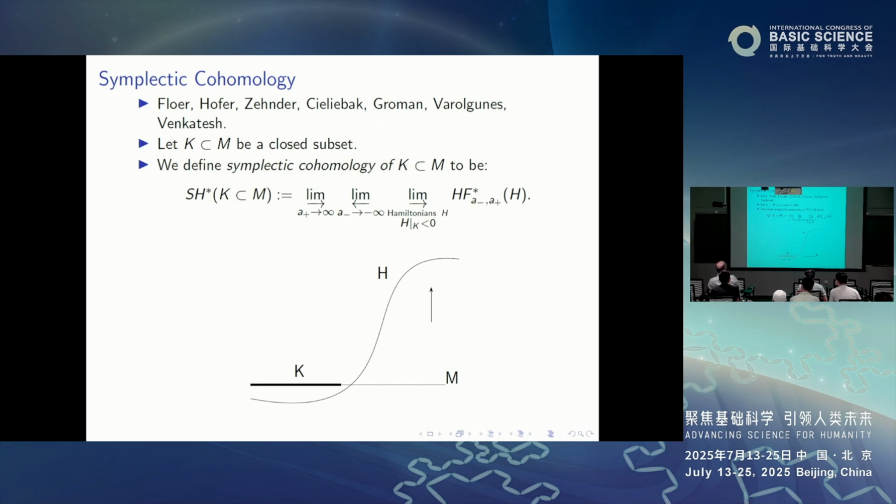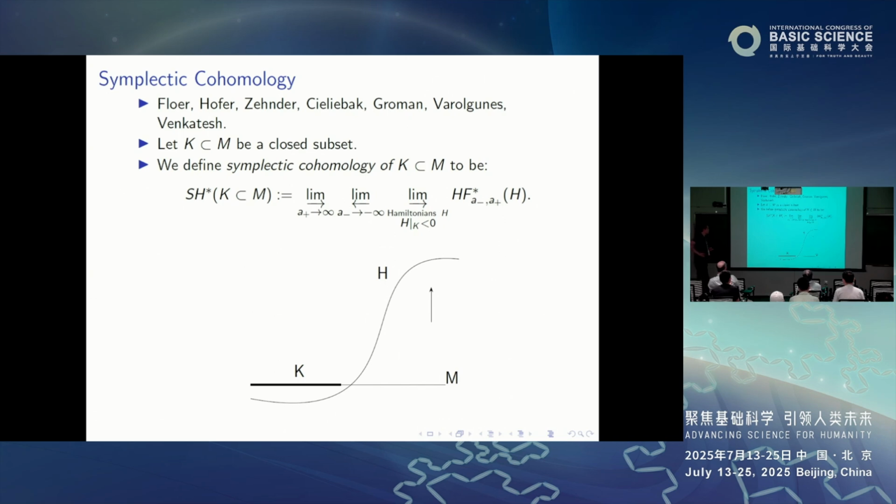So what I do is I have my compact subset K, which I'm thinking of as this thickened line, and M I'm thinking of as this line. And I choose a Hamiltonian that's less than 0 on K, and then it's really big outside K. And then I just take the direct limit as the Hamiltonian gets bigger and bigger. Okay? So that's what I do here. And then I take the inverse limit as the bottom action interval goes to minus infinity, and then the direct limit as the top action interval goes to plus infinity.